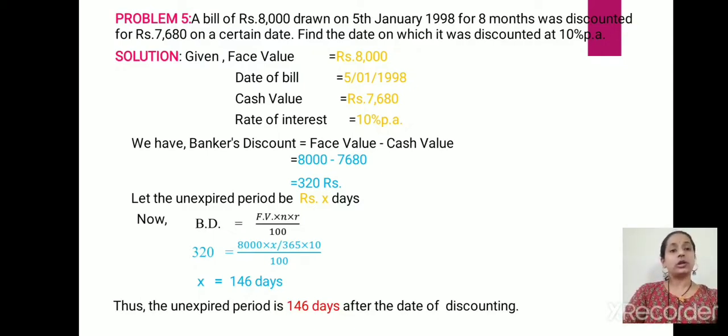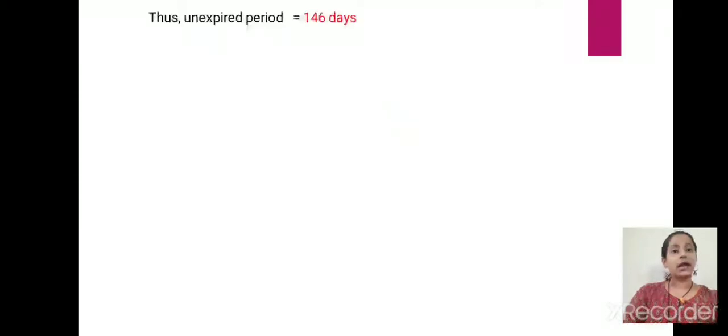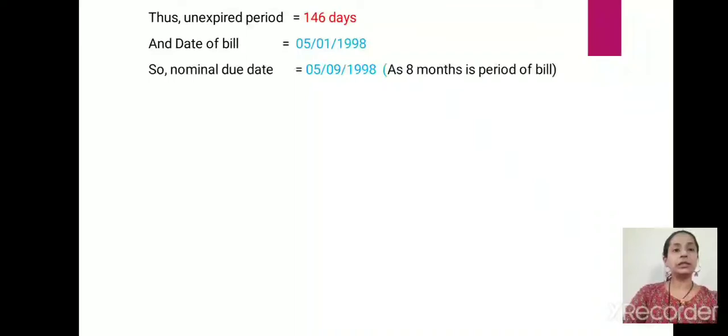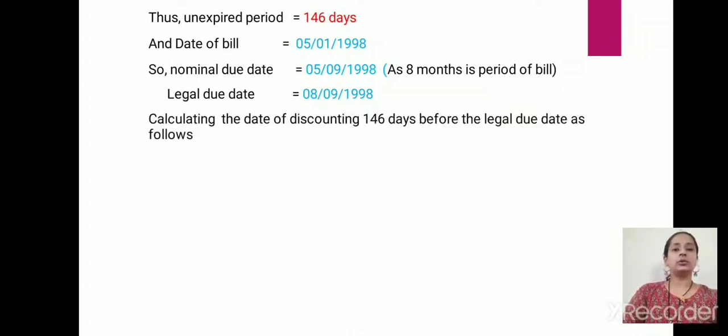Now we want to find the actual date. We know the unexpired period is 146 days, but we want to know on which date the bill was discounted. You see the date of the bill is 5th January. Then for how many months? 8 months. So what is the nominal due date? 5th September. Now what is the legal due date? Adding 3 grace days to the nominal due date, so 8th September. Now we can calculate the date of discounting.